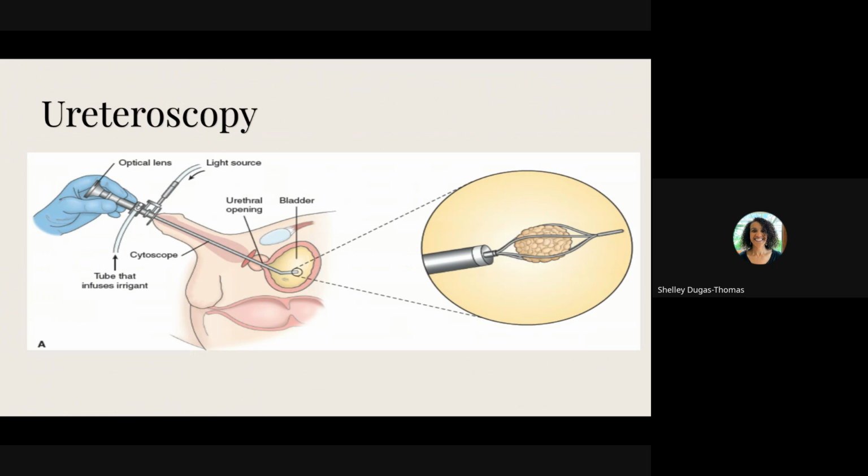During a ureteroscopy, which is used for removing small stones located in the ureter close to the bladder, a ureteroscope is inserted into the ureter to visualize the stone. The stone is then fragmented or captured and removed.